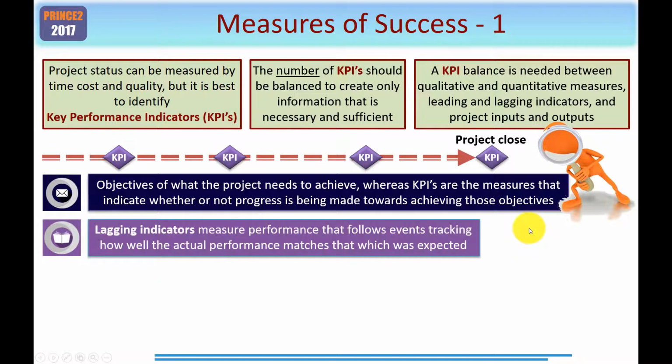So I mentioned lagging indicators. What are they all about? Well, as is suggested, these are measured after the event. They measure the performance that follows from the occurrence of events and therefore track how well the actual performance measured that which was expected.